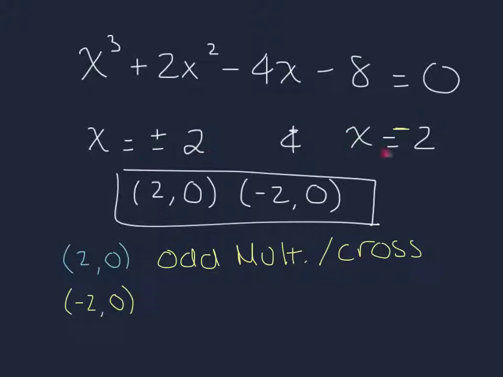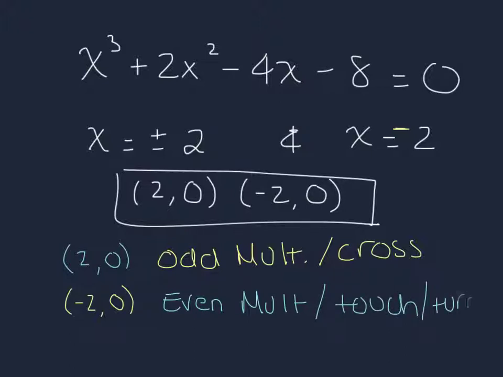So -2, -2. We had that twice as far as the solutions go. So that's even multiplicity. I'm going to make a little note that that's even multiplicity, and that means we're going to touch and turn at that point. So we're going to touch and turn.